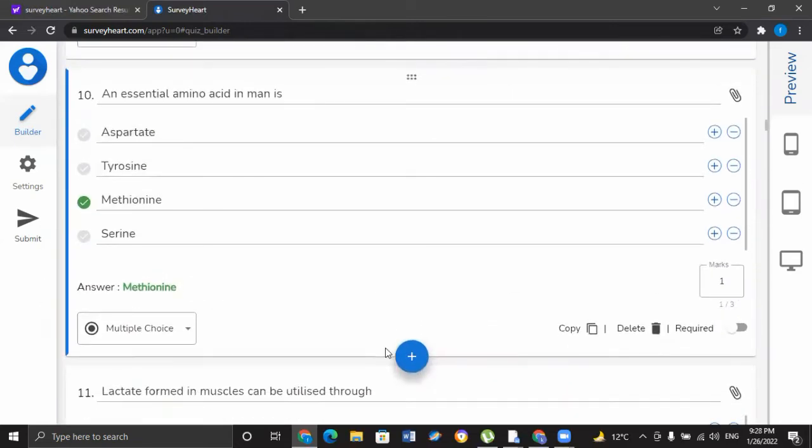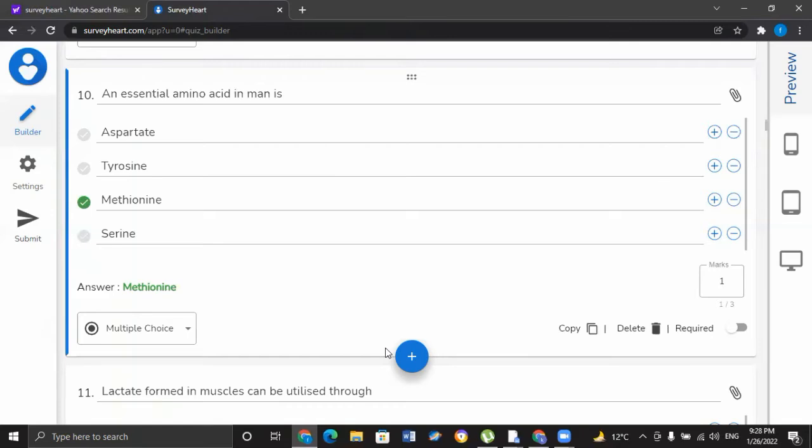An essential amino acid. So essential amino acids are the amino acids that are not synthesized inside the human body. An essential amino acid is an amino acid that cannot be synthesized in the human body. That's why we have to take these amino acids in the diet. So the correct option for essential amino acid is methionine.